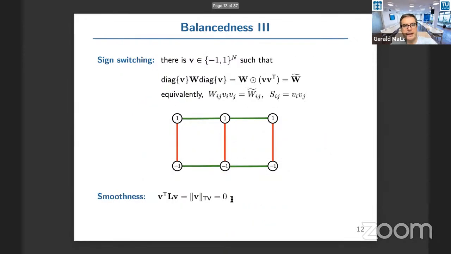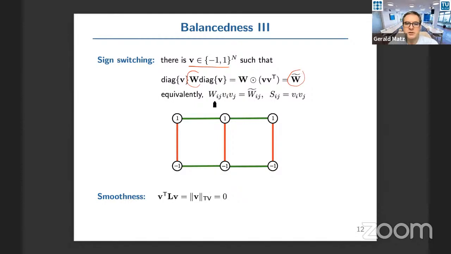Now this can be taken further to a condition which is related to what's known as sign switching. Now in sign switching, what you do is you try to find a vector, which is again binary valued, -1 +1, which assigns either +1 or -1 to each node. And the assignment should be such that if you multiply your weight matrix from left and right with that sign switching vector, what you get is the unsigned version of the weight matrix. So all the negative edges will be removed by doing this sign switching.